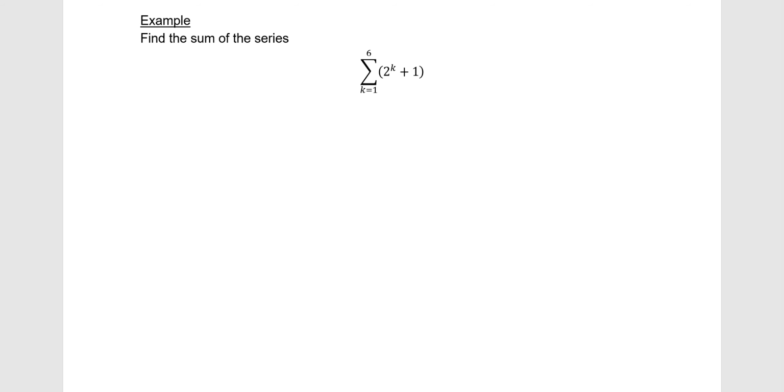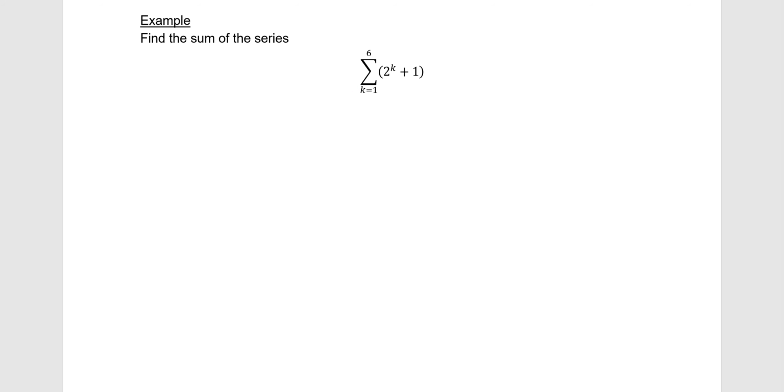We are going to find the sum of this series. So we have sigma and this index here. Notice that that index is a k and not an i. It means the exact same thing. We are starting with k equals 1, and we're going up to k equals 6. So our indexes here are going to be 1, 2, 3, 4, 5, and 6.